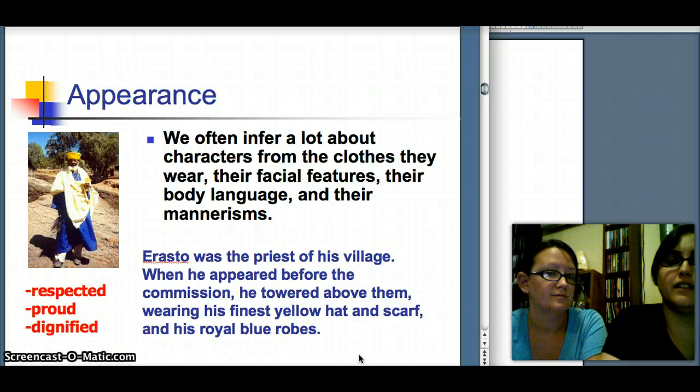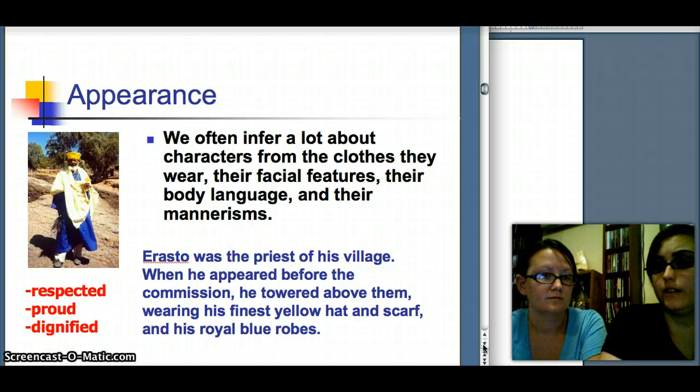Okay, so he's respected because he's a priest and he's appearing before people and they are listening to what he's saying. He's proud because he is wearing his best clothing. Think about what you wear when you want to be taken seriously or to impress. You wear your best clothing. He's dignified. He's wearing his finest yellow hat, his scarf, and royal blue robe. So that can tell you that he probably has a position of power and is to be respected.